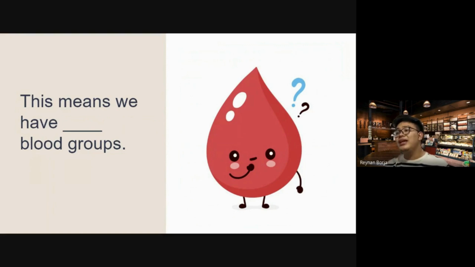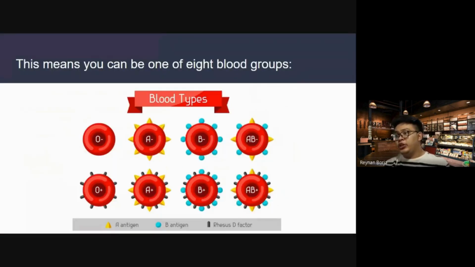So technically, we have 8 blood groups in total because we have O negative, O positive, A negative, A positive, B negative, B positive, AB negative, and AB positive. So meron tayong 8 blood groups. And this one of the 8 blood groups, surely, na isa ka dito sa 8 na to.